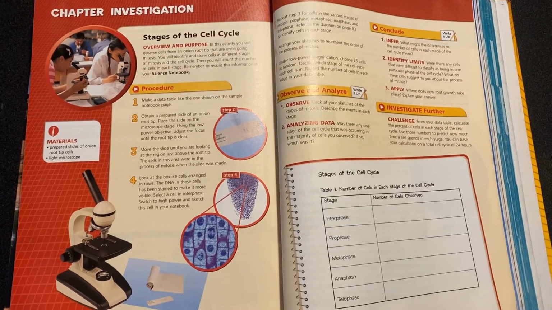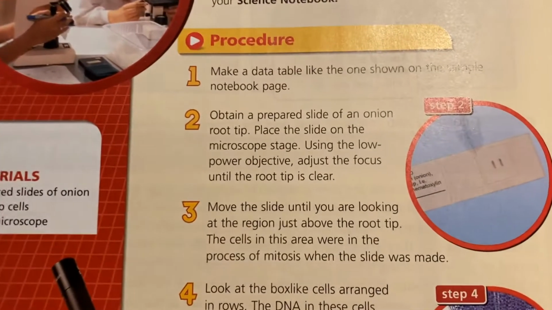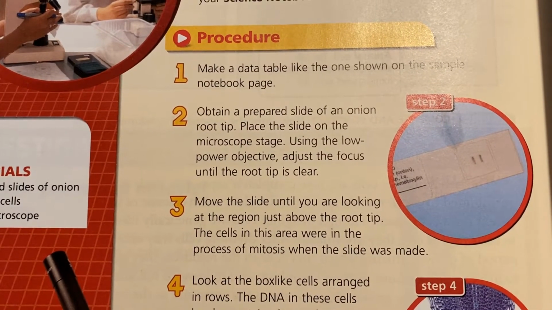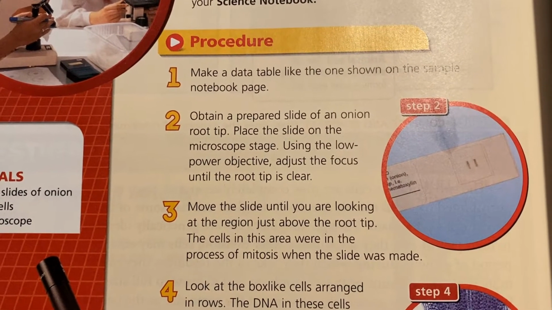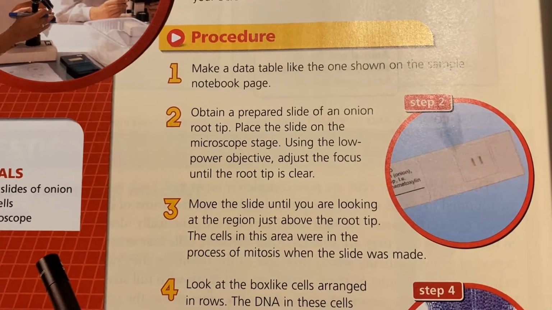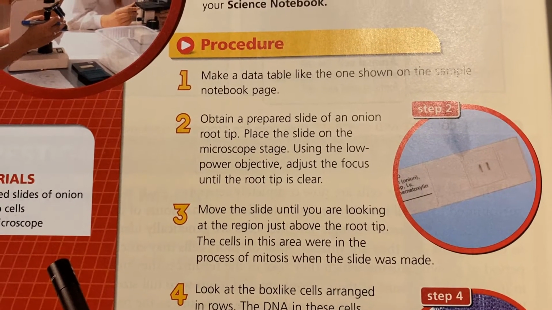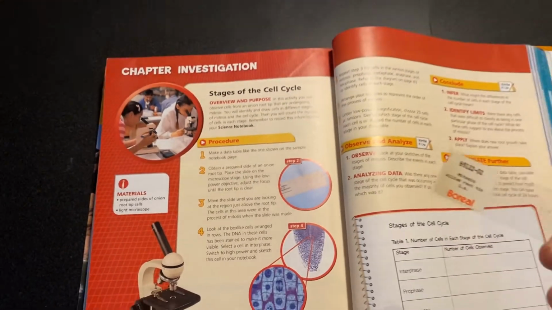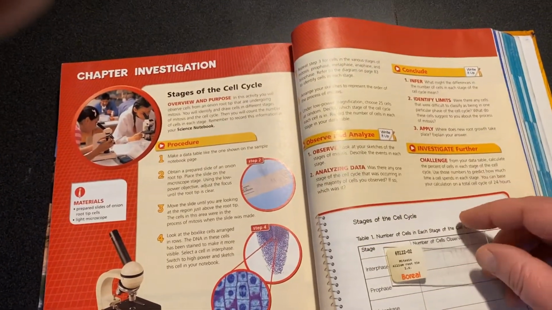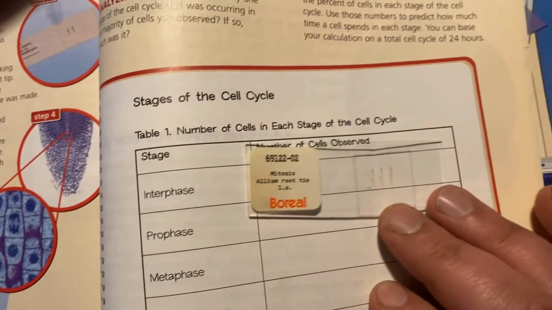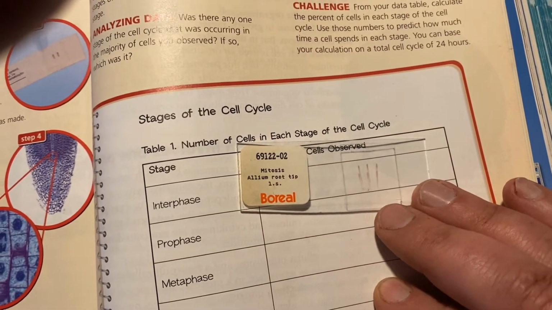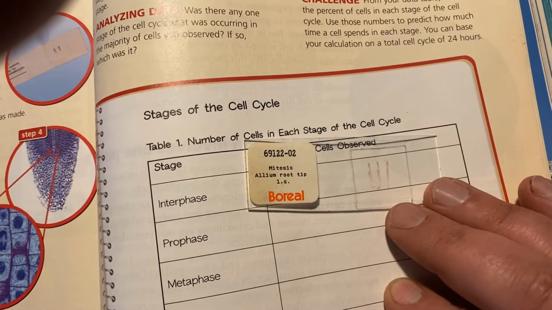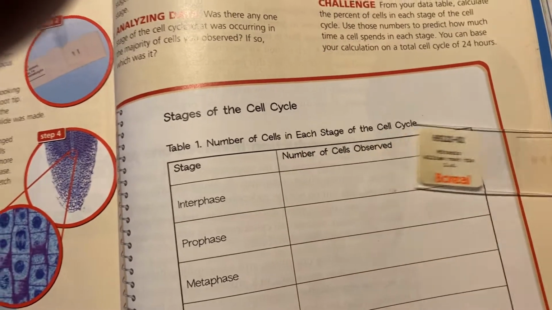All right, so step 2 is going to be to obtain a prepared slide of an onion root tip. Place the slide on the microscope stage using low power objective. Adjust the focus until the root tip is clear. So this is what we're going to be using right here. This is an onion root tip, and if I put it on the white background, you can kind of see the onion root tips stained there on the slide.